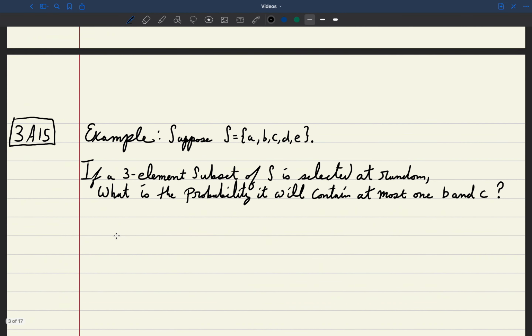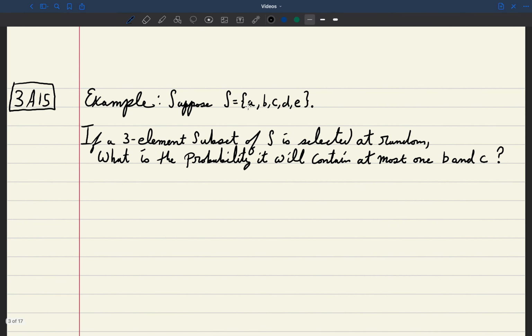Okay, let's look at an example. Suppose that we have the set S = {A, B, C, D, E}. If a 3-element subset of S is selected at random, what is the probability that it will contain at most 1 of B and C? So we're trying to come up with groups of 3 from these 5 elements, and we only want at most one of B or C. So how many groups of 3 could we make with at most one of B or C? That's what we're trying to do.